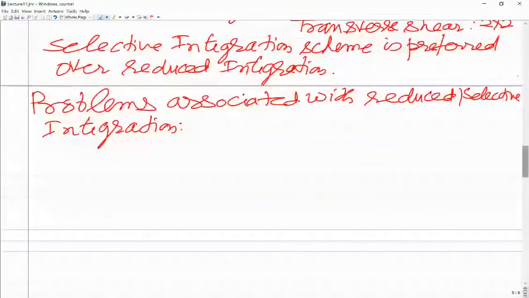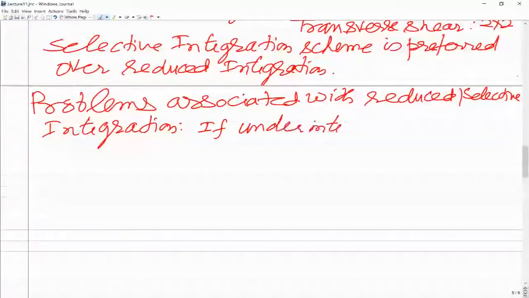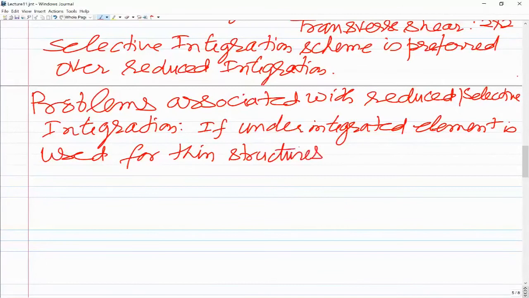Now in this, let me explain first. As I said, for thick problems it creates problems. If an under integrated element is used for thin structures, that is, we are talking about plates here, with a by h greater than 30, let us say for isotropic plates, it predicts accurate results.